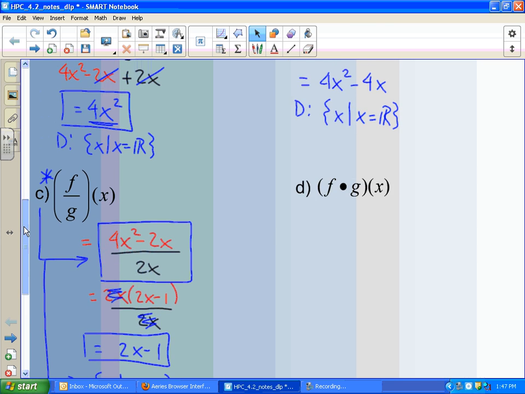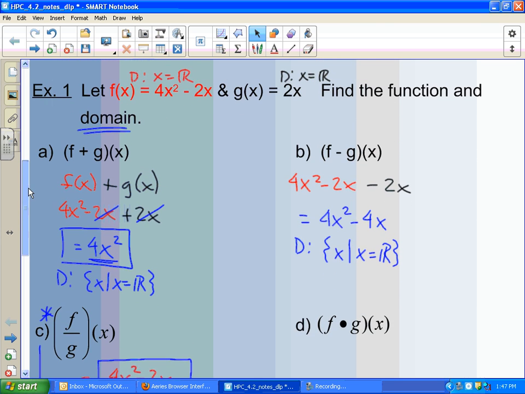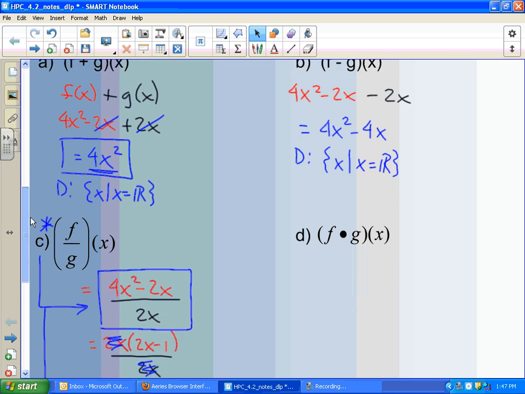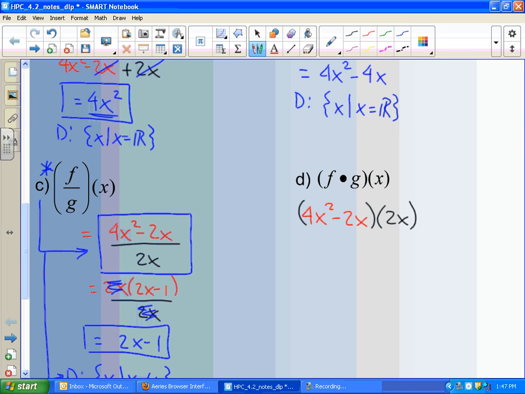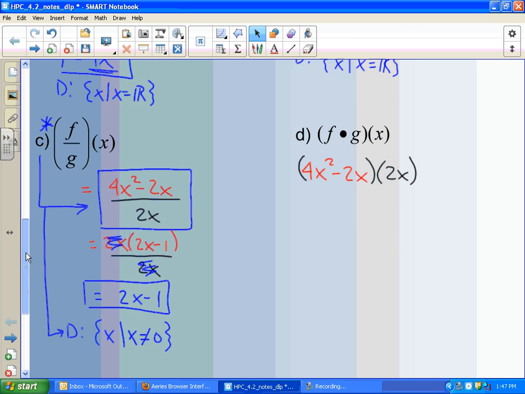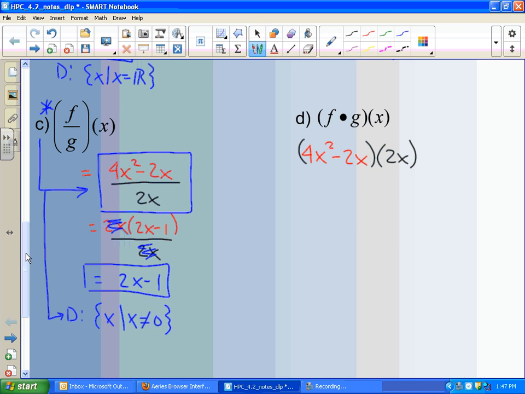Multiplication-wise, right, distributive property. 4x squared minus 2x times 2x. Again, probably something we can do fairly quickly in our head. That whole thing times 2x. Do we have any problems with the domain of this one? 8x cubed minus 4x squared. What's that shape?